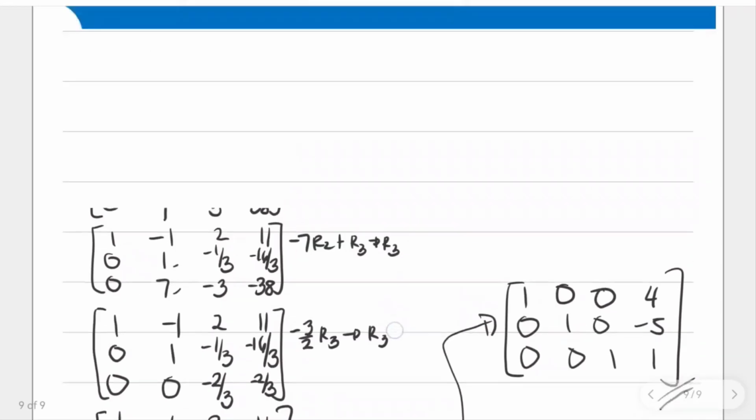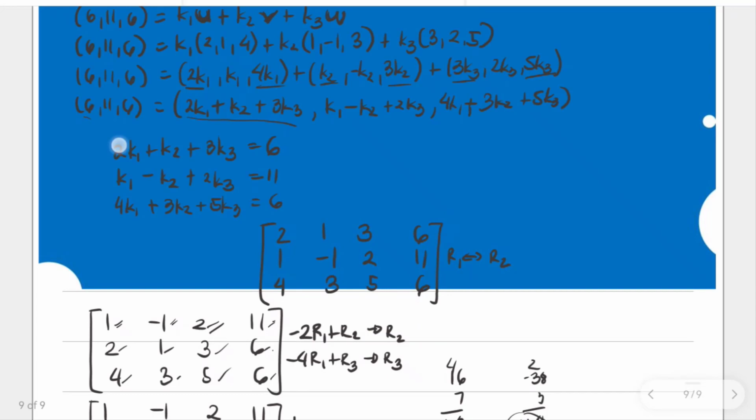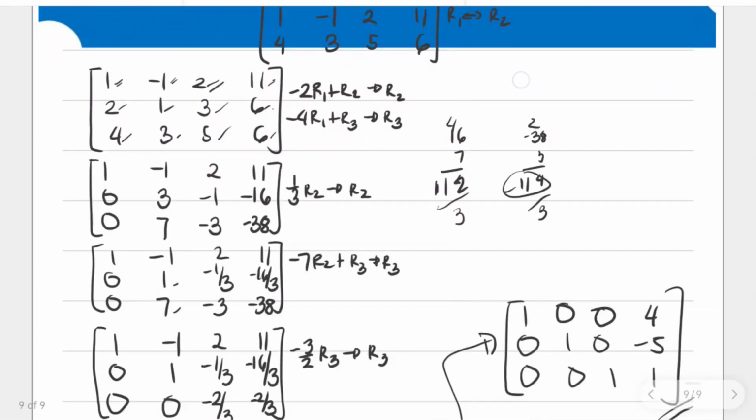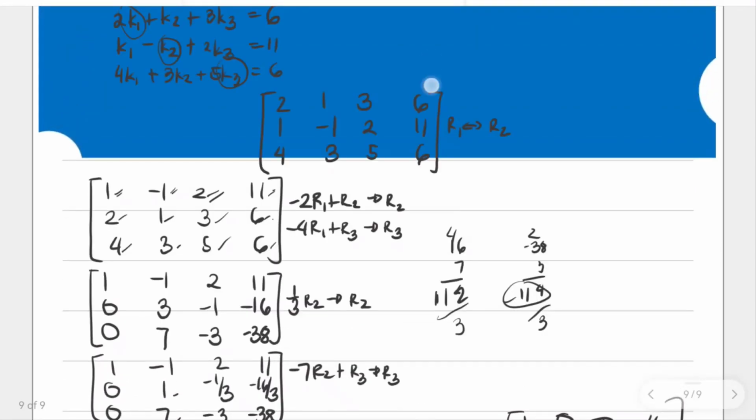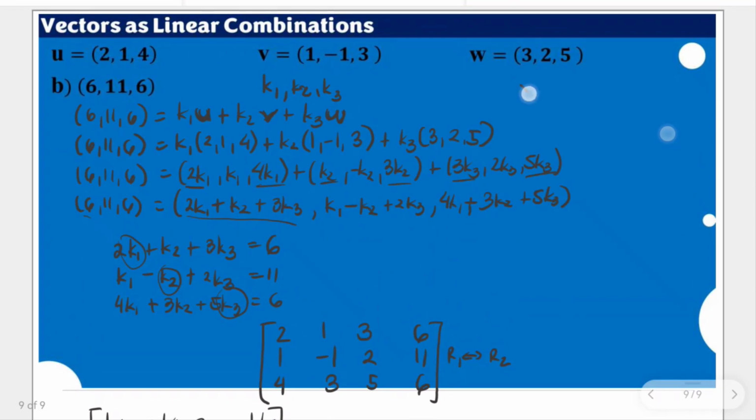And with this, going back to our original system, k sub 1, k sub 2, and k sub 3 here, that also corresponds to these coefficients. In short, k sub 1 is 4. k sub 2 is negative 5. And k sub 3 is positive 1. All three of them exist. This satisfies the idea that, going back here, our vector of 6, 11, 6 is, yes, a linear combination of vectors u, v, and w, since we already solved for the scalars that will represent this equation.